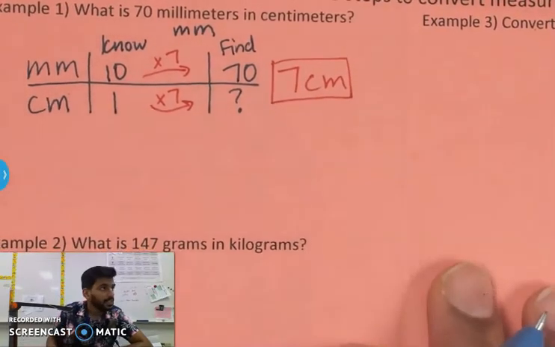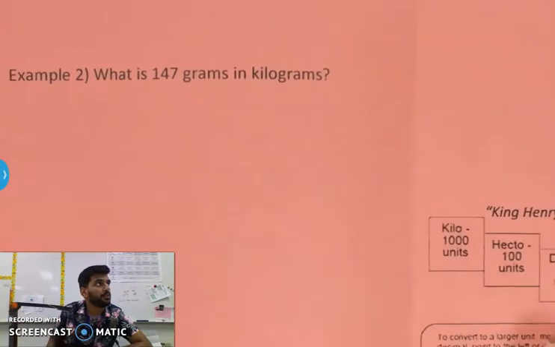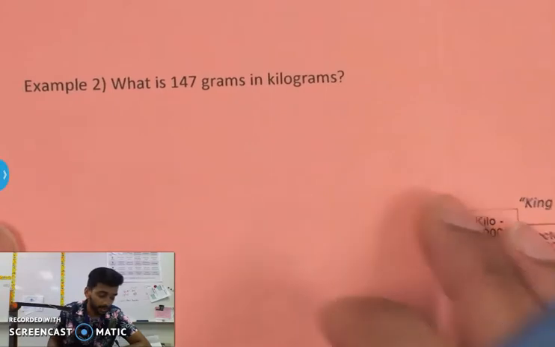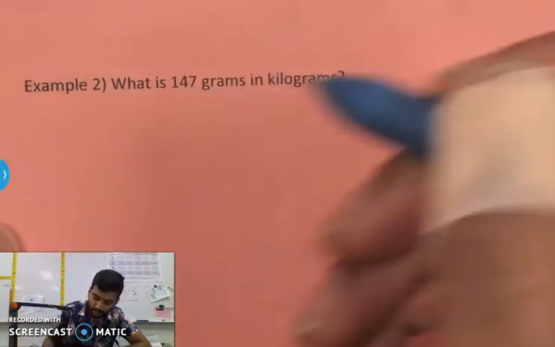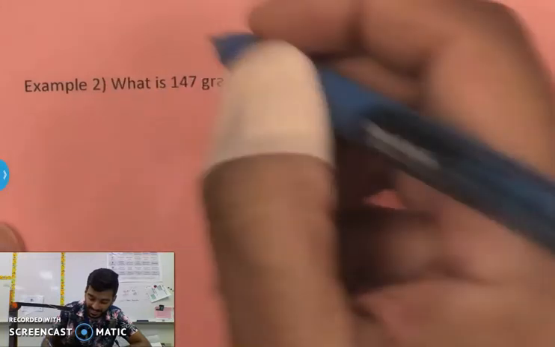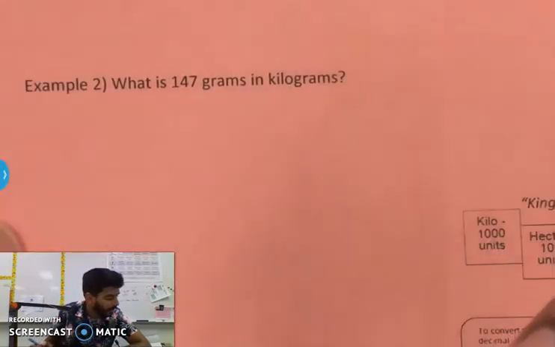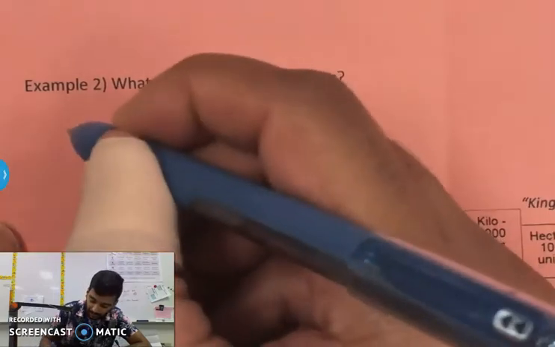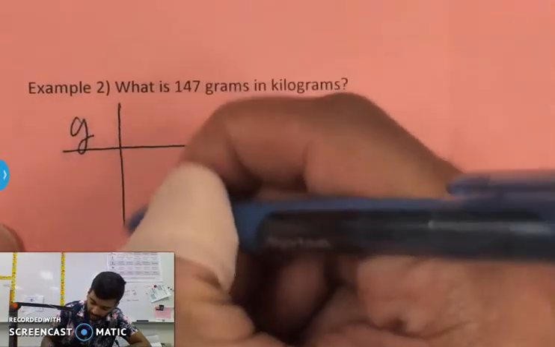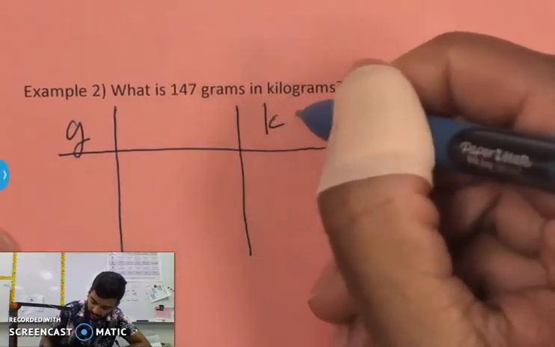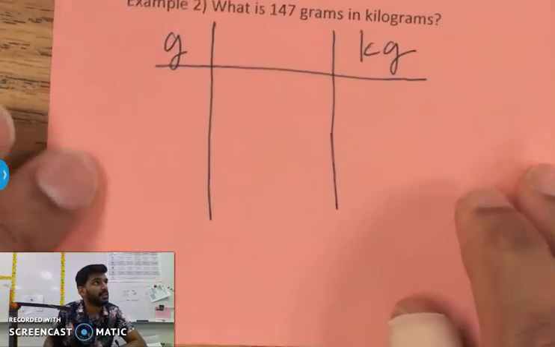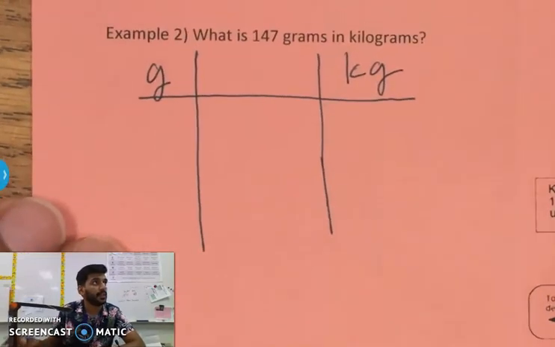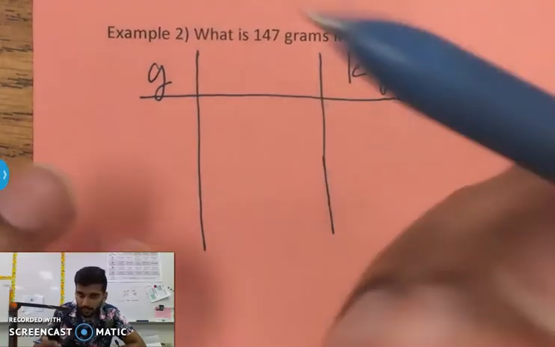Okay? So let's look at number two. Number two, what is 147 grams in kilograms? Well, for this one I'm going to use the other technique, setting up a double T chart. We are going from grams to kilograms. Grams to kilograms. Now again, you can set it up either way, it doesn't matter.